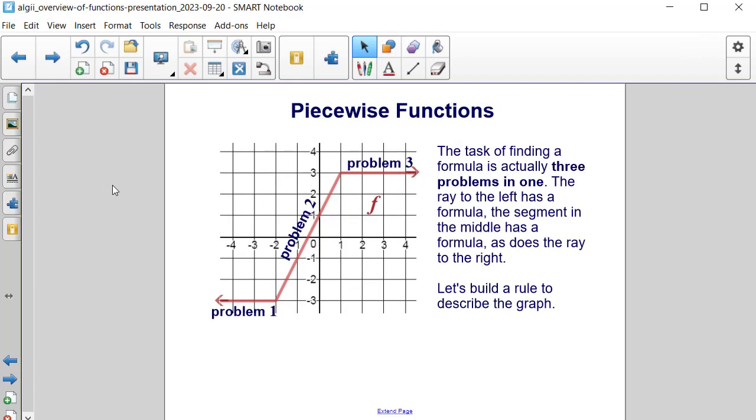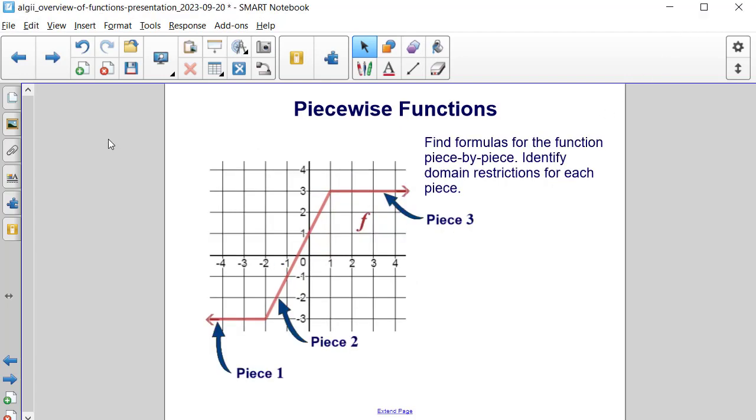With piecewise functions, the task of finding a formula is actually three problems in one. The ray to the left has a formula, the segment in the middle has another formula, as does the ray shown to the right. Let's build a rule to describe the graph. When working with piecewise functions, we are finding formulas for the function piece by piece. And then we also have to identify domain restrictions for each piece. Let's start with piece number 1.